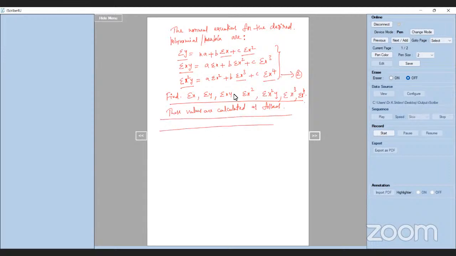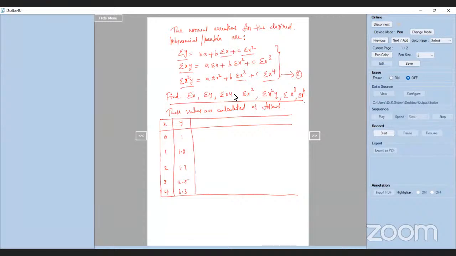So we know the x and y values from the given data. What are the x values from the given data? 0, 1, 2, 3, and 4. And similarly, what are the y values from the given data? 1, 1.8, 1.3, 2.5, 6.3. And now we are going to find the sum of these values.